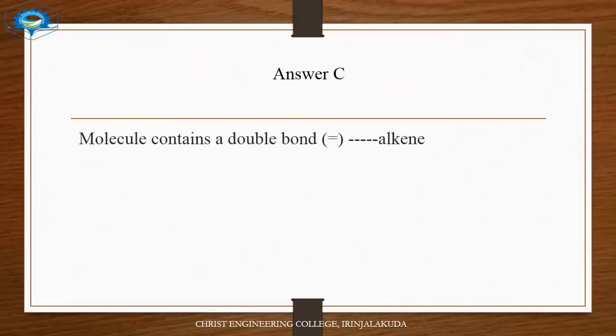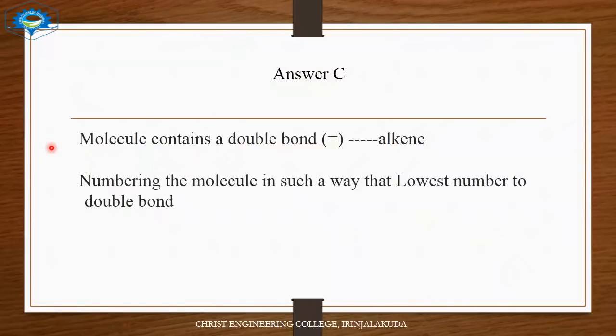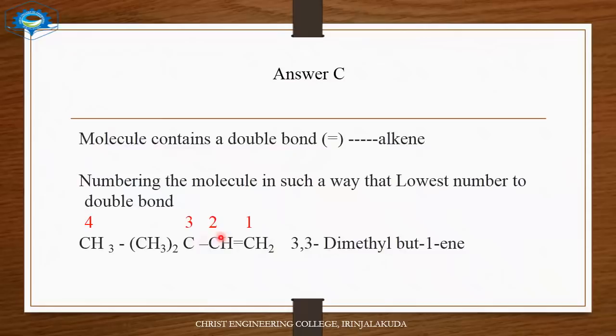When we check this molecule, we can see it contains a double bond, so it is an alkene. When we give an IUPAC name to a molecule, the lowest number should be given to the double bond. So we number in such a way that the double bond gets the lowest number. Also, I am going to split this CH3 thrice into CH3 single bond CH2 twice.